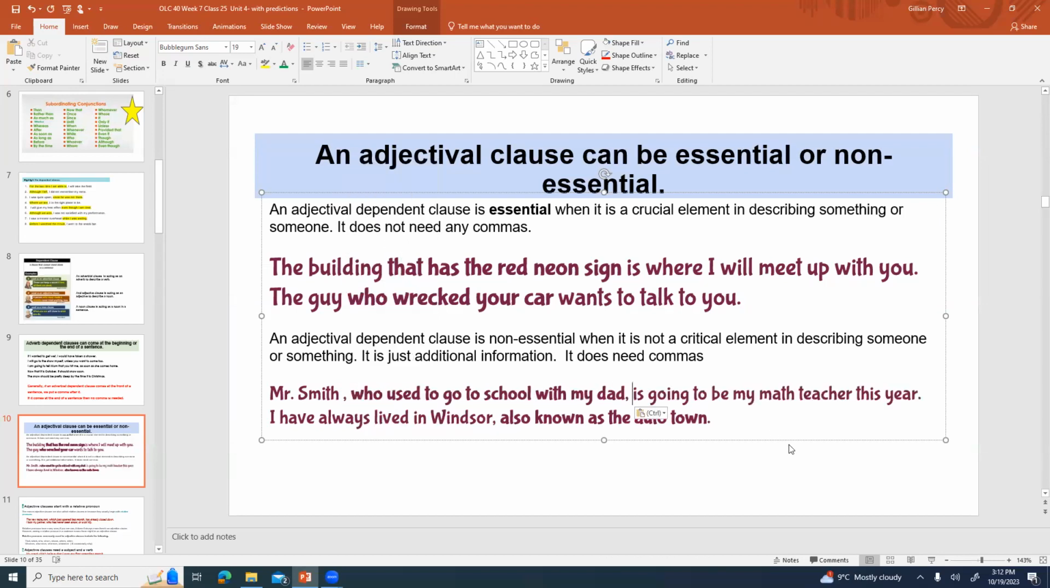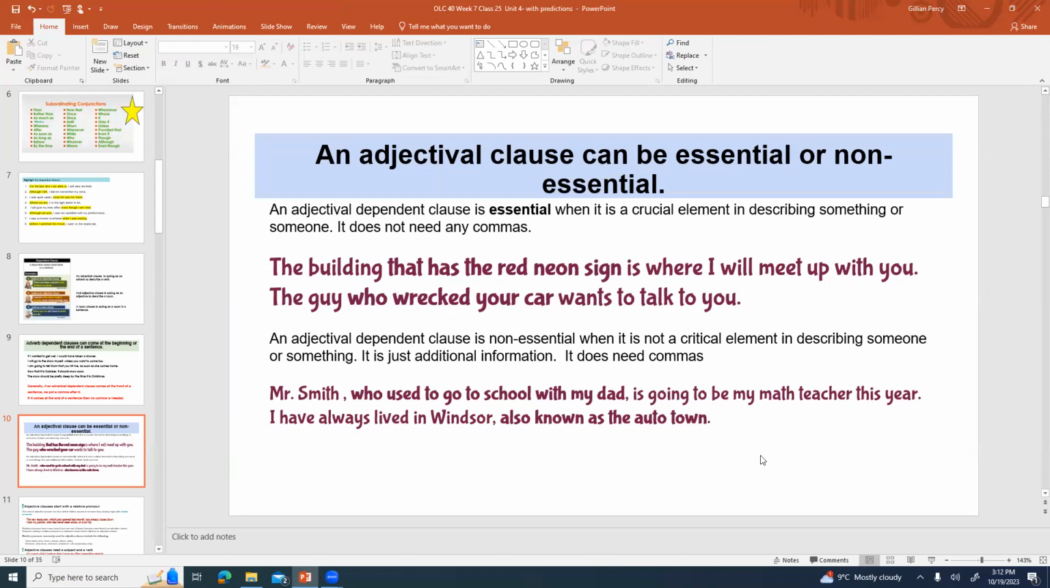I have always lived in Windsor, also known as the Auto Town. So this whole little section is describing, sorry, hang on. It's describing Windsor, it's acting as an adjective, but it's not essential. You could still find out where Windsor is if you didn't know it was the Auto Town. It's extra information. So we set it off with a comma.